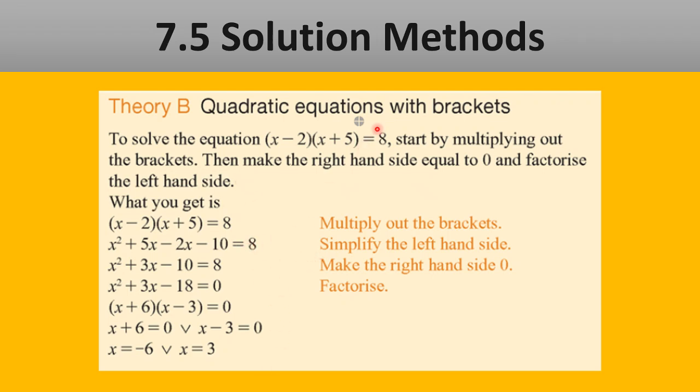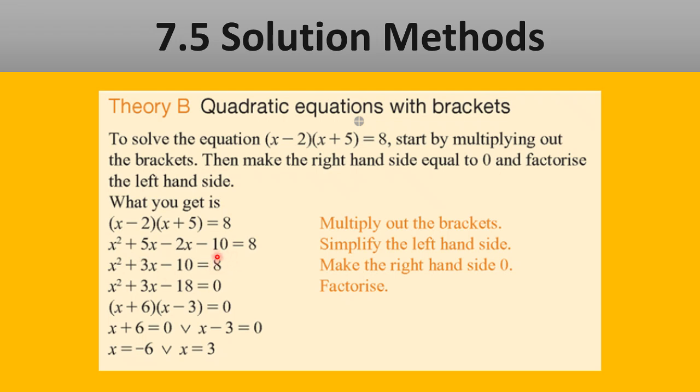Sometimes when you have something like this, x minus 2, x plus 5 equals 8, I must first, and I know this is stupid to do at first glance, but you have to. You first have to now multiply out the brackets. They've done it in this step. Then they say I have to simplify. These are like terms. So I get 3x here.